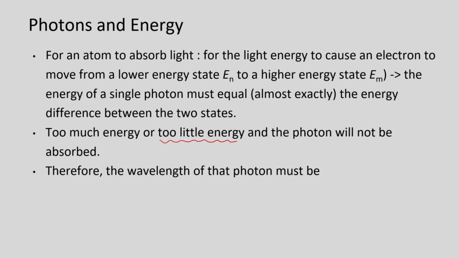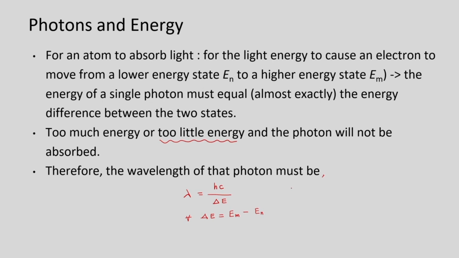Therefore, the wavelength of that photon can be computed by using this particular correlation. Lambda is equal to hc divided by delta E, where delta E is equal to the higher energy state Em minus the energy of the lower energy state En.